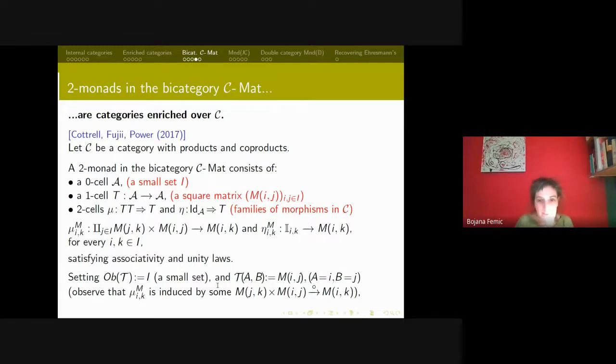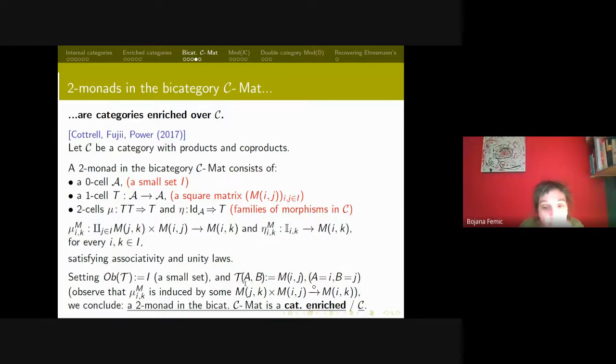I mean, that is implicit, okay? I didn't write it for the eta, for the unit, but I just write the big things. And having in mind the associativity and unitality, we end up concluding that a two monad in the bicategory of C matrices is a category enriched over C.